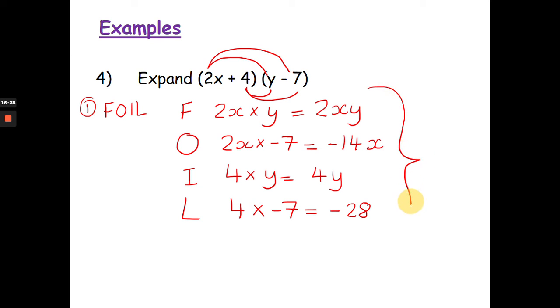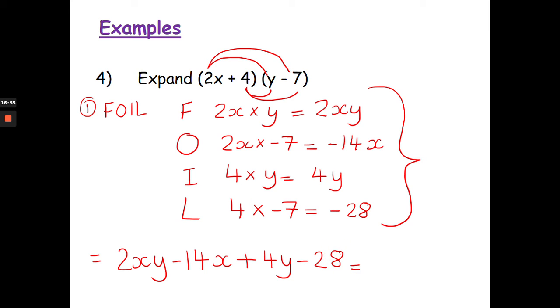So if I collect all these up, we just need to simplify our like terms. So we've got 2xy minus 14x plus 4y minus 28. Now, do we have anything the same here? No, we actually don't, because we've got 2xy, which is the same term. Then we have minus 14x, and there is nothing else with just an x. There is nothing else with just a y. There is nothing else with x and y together. So actually, this would be our final answer.